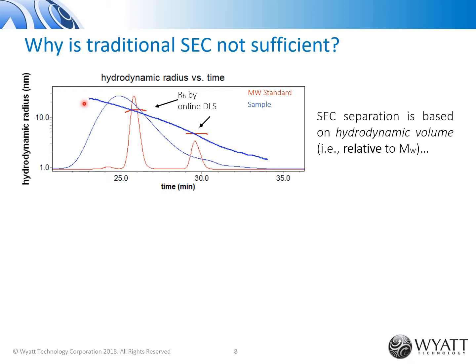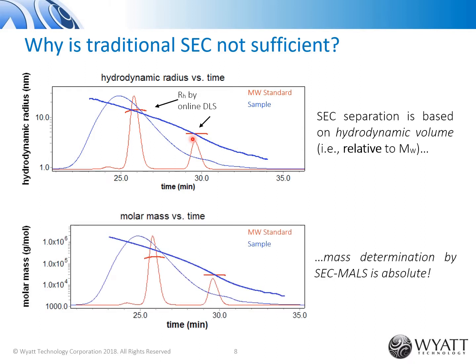You can see our sample is quite polydisperse, but the separation is ideal, meaning that the part of our sample that elutes here at 26 minutes is the same size, about 15 nanometers, as our standard, and the part of our sample that elutes here around 29 minutes is also the same size, or about 8 nanometers. The SEC is working exactly as we'd expect. Now let's look at the measured molar mass that we get from MALS. Here's where we run into some issues where the molar mass of our sample does not match the molar mass of the standard.